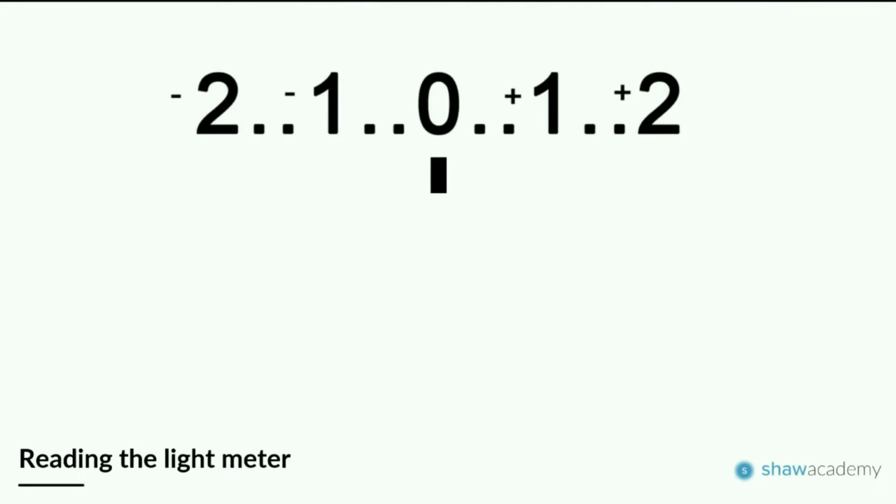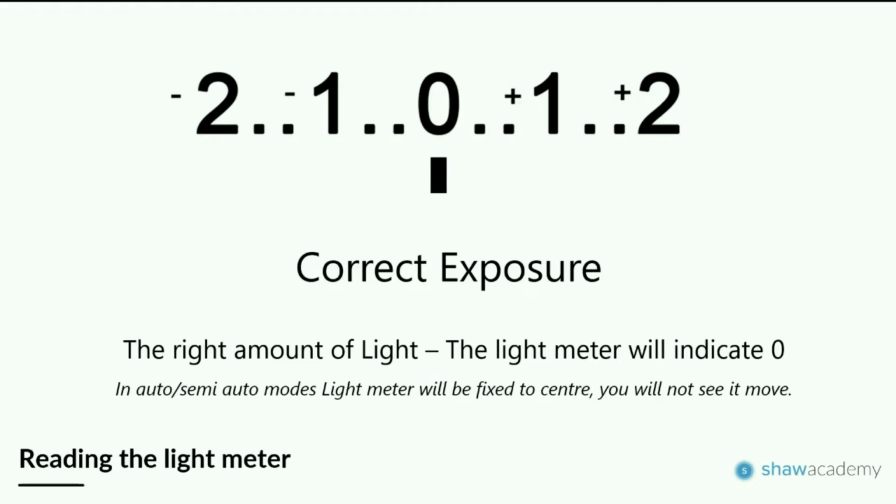Let's break this down a little bit more. So let's learn how to read the light meter. Here we've got our light meter. It's at 0 in this particular instance, and that means that we've got the correct exposure. So with the right amount of light in the scene, the light meter is going to indicate 0. In our semi-auto and auto modes, the light meter will always be fixed in the center. You will not see it move.